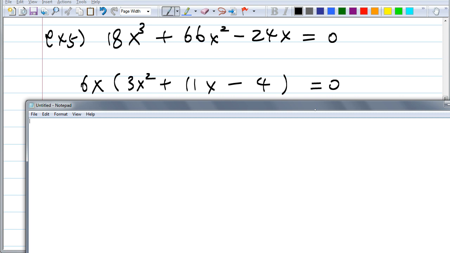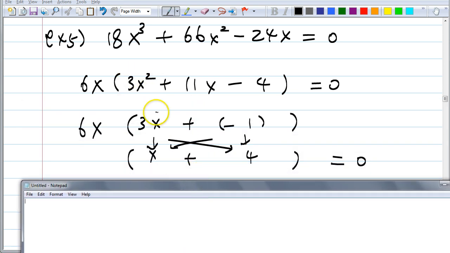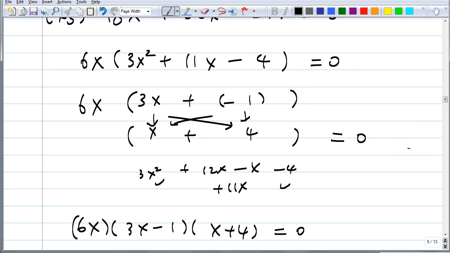So if you got that, you would have put this right: 6x times 3x squared plus 11x minus 4. But right now, we got a trinomial inside. Guess what? We have to also factor that in order for us to actually get the answer. So when you factor, there's only one way to get 3x squared, isn't that right? And negative 4 is not that bad. It turns out you need 3x here, and then negative 1 with 3x, and then 4 with x. How many people got this so far? All right, how many solutions do you think you're going to get? 3. You got 6x times 3x minus 1 times x plus 4 equals 0, correct?